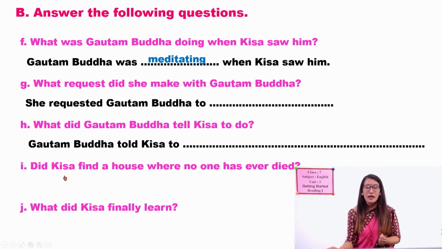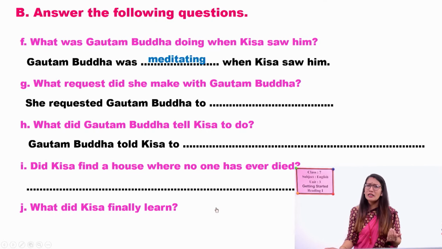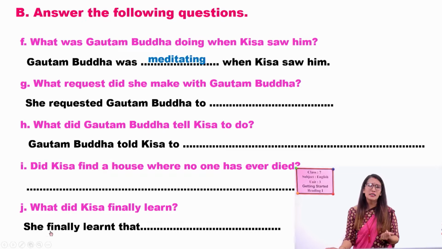Good. Okay, another question. Did Kisa find a house where no one has ever died? Did she find or not? Okay. What did Kisa finally learn? She finally learned that... Okay, let me tell you my answer. She finally learned that death is inevitable. Or you can say, she finally learned that her son was dead and she has to accept the truth. Yes? Exactly. You can answer it in many ways.